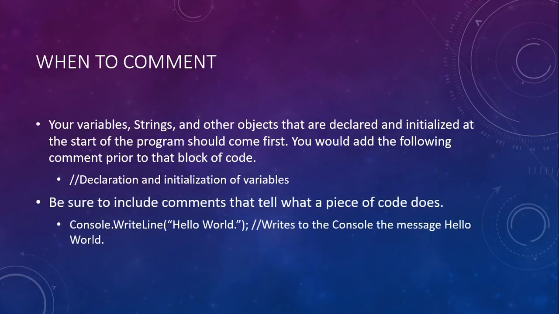Now, be sure to include comments that also tell us what a piece of code does. You know, if you're taking more in-depth programming, you would move away from some of this low-level commenting. But this really does help when you're first starting off programming, helping you understand and reason why a line of code does what it does. So, for example, here I have Console.WriteLine hello world. In my comment, I'm going to say writes to the console the message hello world.